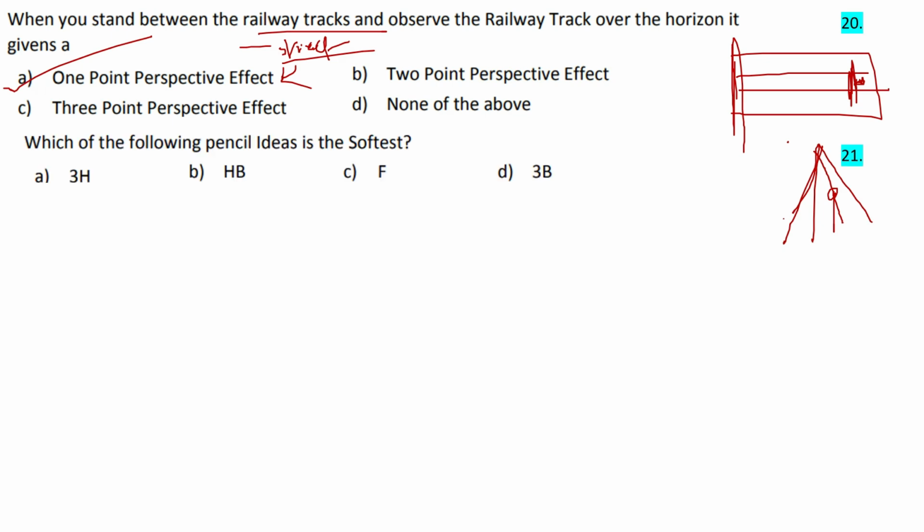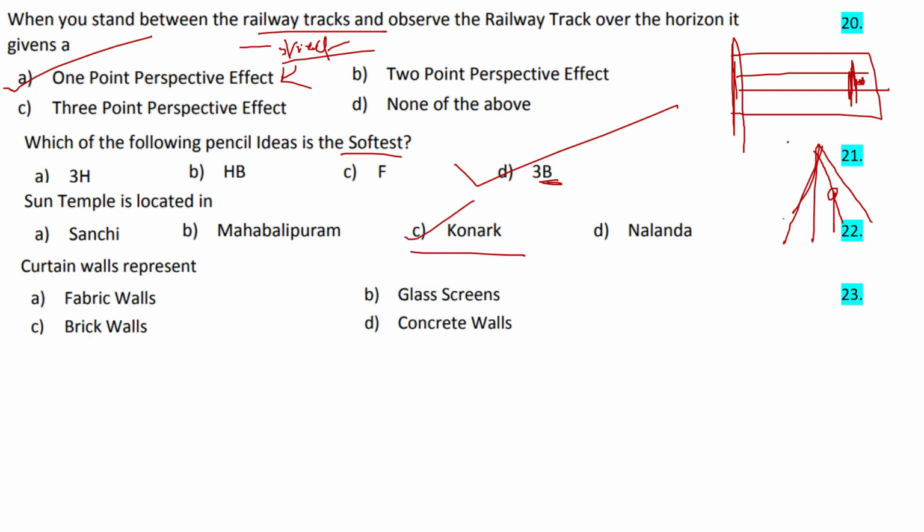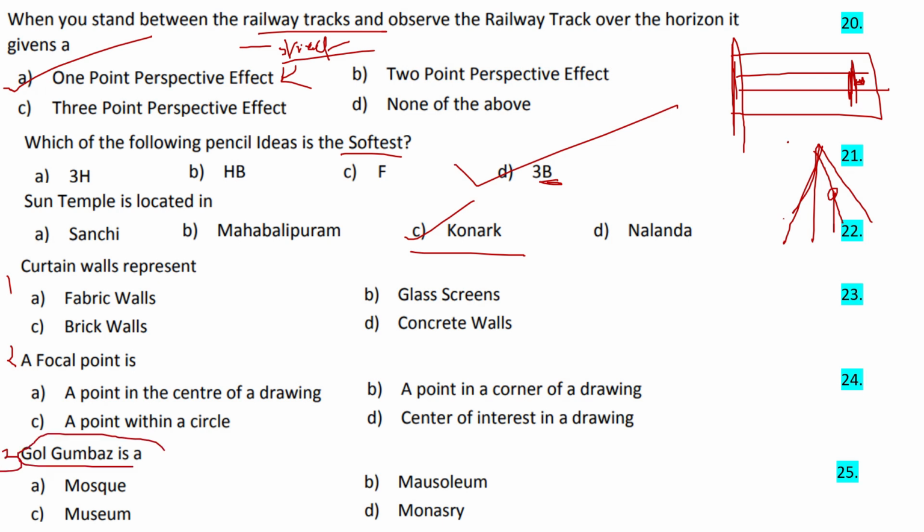Then, which of the following pencils is the softest and ideal for blending? So B's are for blending, and softest means it is going to be used for blending purposes only. So 3B. Then, the Sun Temple is located at Konark. Then, curtain wall: we have discussed this question in the monument series, so you should be able to guess this answer.